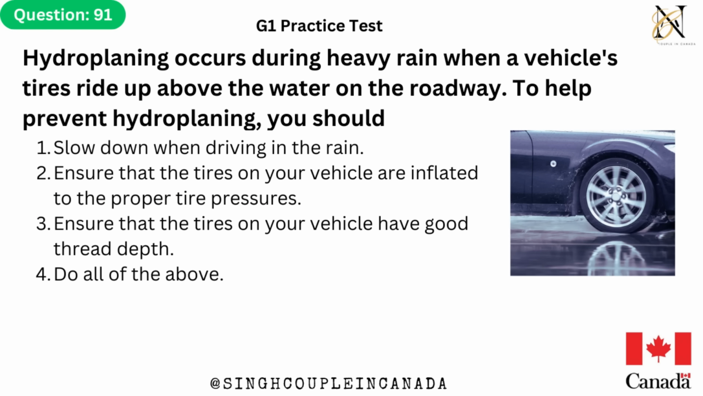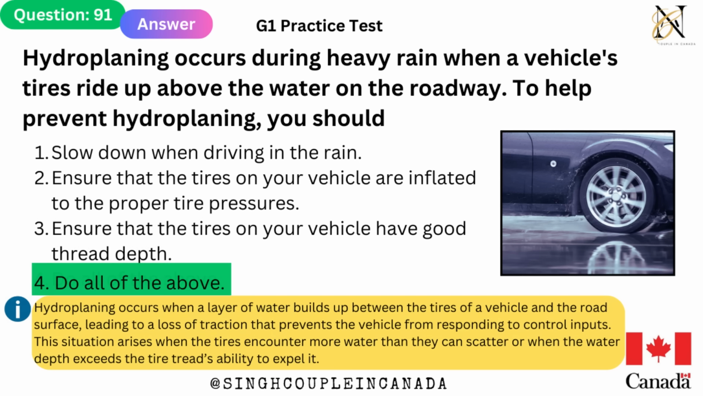Hydroplaning occurs during heavy rain when a vehicle's tires ride up above the water on the roadway. To help prevent hydroplaning, you should 1. Slow down when driving in the rain. 2. Ensure that the tires on your vehicle are inflated to the proper tire pressures. 3. Ensure that the tires on your vehicle have good tread depth. 4. Do all of the above. The answer is 4. Do all of the above.